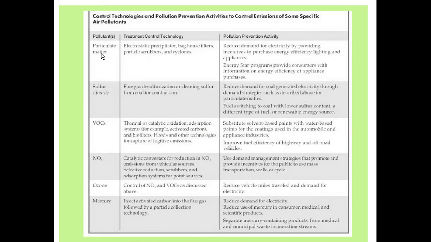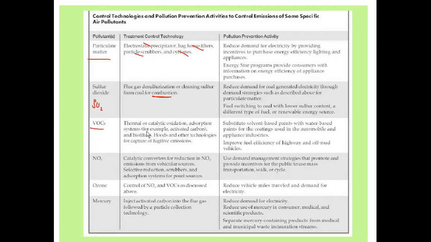Okay, if it is particulate matter, usually they use the electrostatic precipitator, baghouse filter, particle scrubber or cyclone. These four methods are suitable to remove particulate matter. So this one is the explanation. For sulfur dioxide, SO2, they use flue gas desulfurization or cleaning sulfur from the coal before combustion.